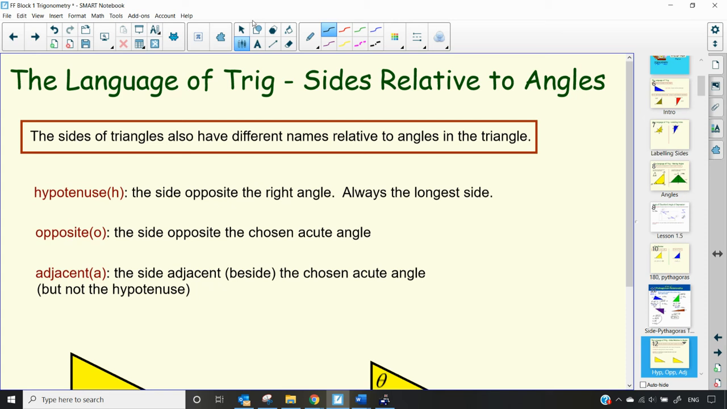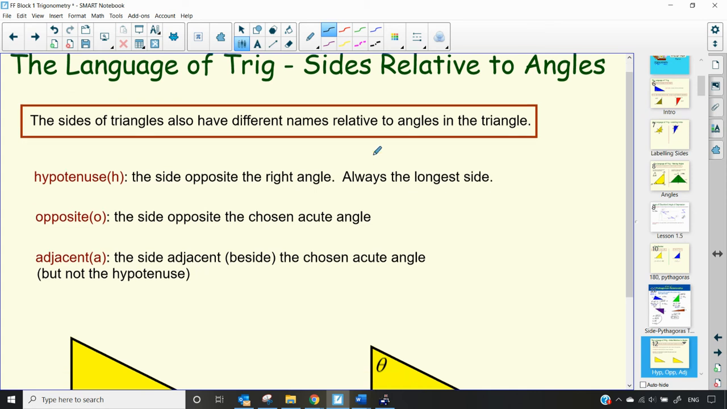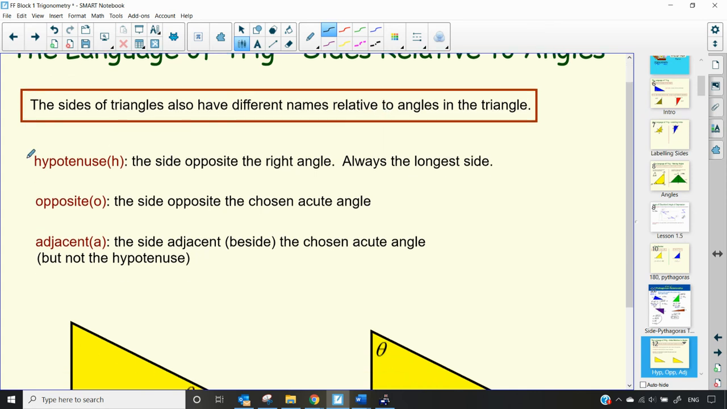Labeling our triangle is one of the most important starting points for trigonometry, and so understanding how to label those sides is really important. All of our sides are labeled based on our angles, and so the sides of triangles also have different names based on the angle. Now, hypotenuse is the one you're probably most familiar with. That's the side opposite the right angle, and it's always the longest side.